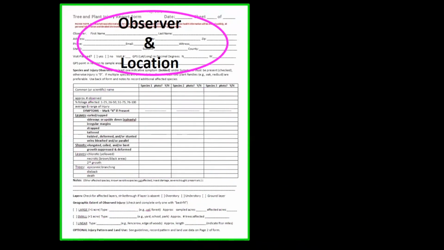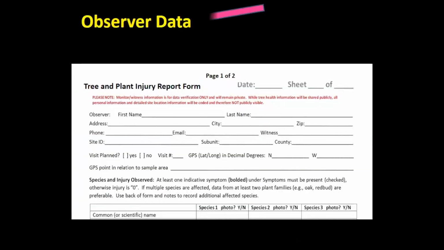Okay, so now we're going to look at this in a little bit more detail. First of all, with regard to the observer and location information. First, the observer data. This is very simple. We'll go through this very quickly. First name and last name are required on the form. Just simple things you might expect. Contact information includes address, city, and zip. We assume you're from Illinois, so there's no place for state on there. In addition, we'd like a phone number and an email address.